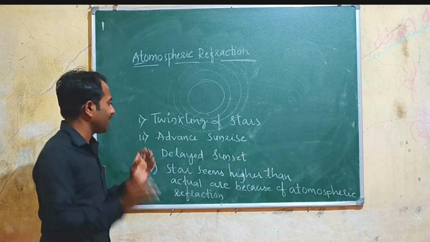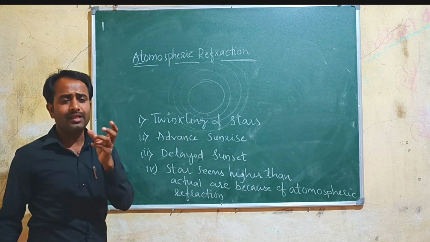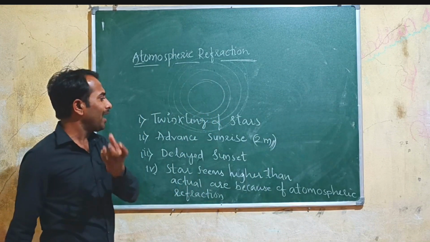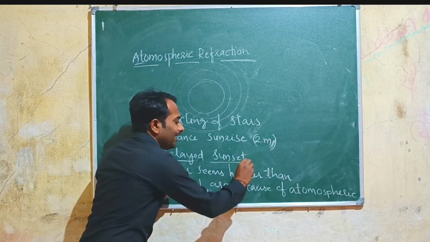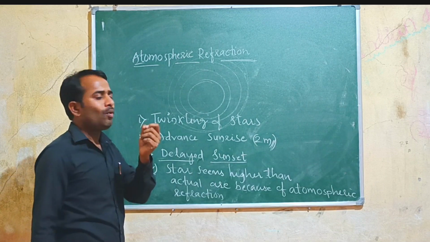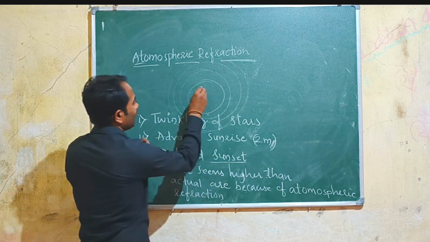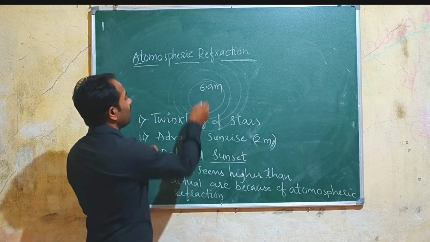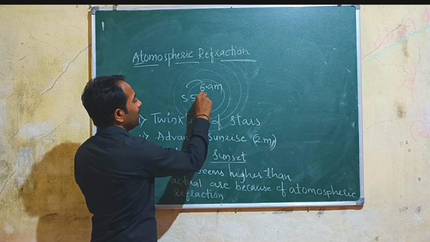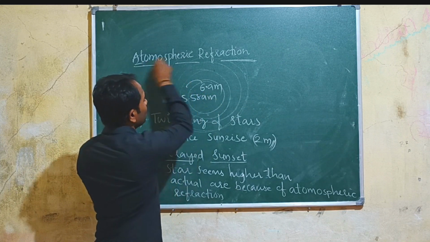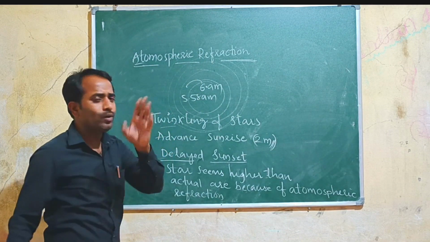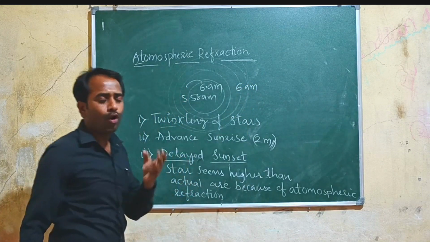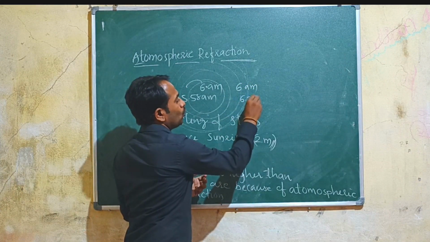Then it appears as an advanced sunrise and delayed sunset by about 2 minutes. If today's sunrise is actually at 6 AM, because of this it appears to me at 6:02 AM due to atmospheric refraction. The sun appears after 2 minutes.